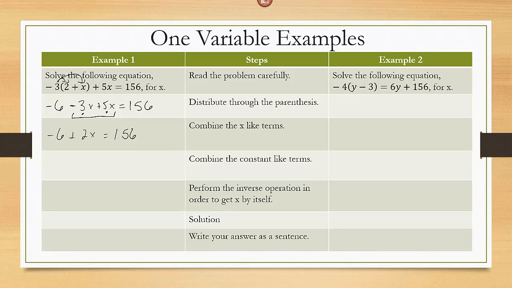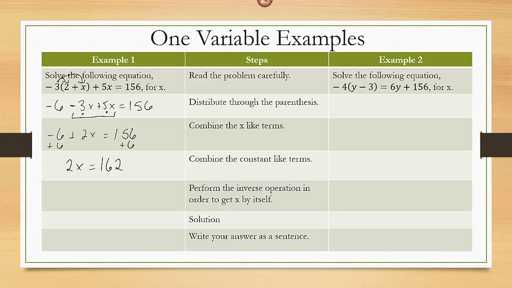Now we're going to move our adding or subtracting to the other side of the equation, because we want to get x by itself. So let's go ahead and add 6 to both sides. And that's going to equal 2x equals 162.